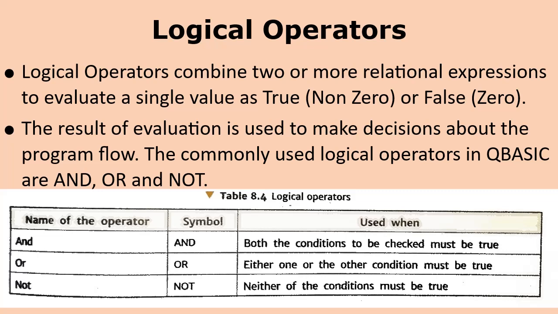For the logical operators, the AND operator, the symbol is A-N-D, and it is used when both the conditions to be checked must be true. OR gives me the output true when either one or the other or both of the conditions are true. NOT, here, NOT is a unary operator. Now we are going to see in detail a little bit about these logical operators.